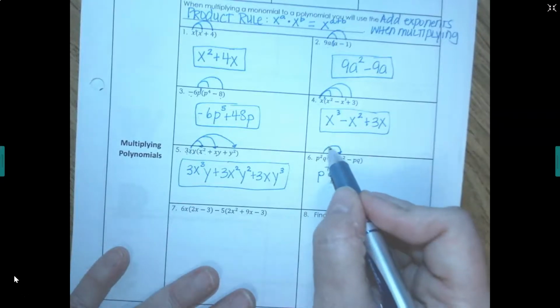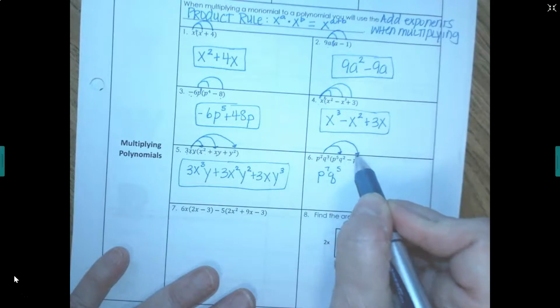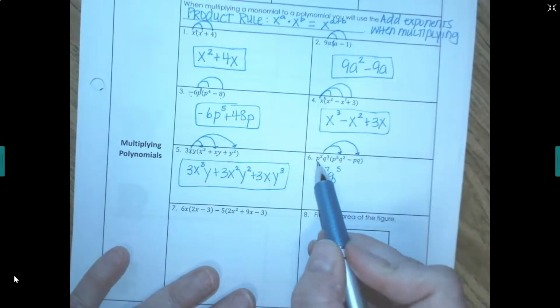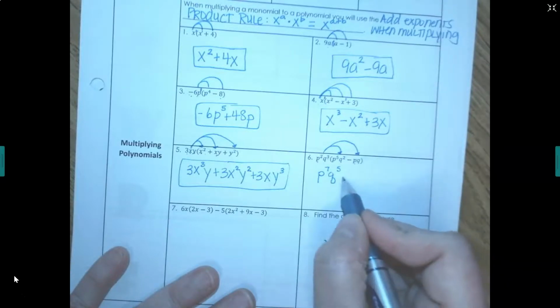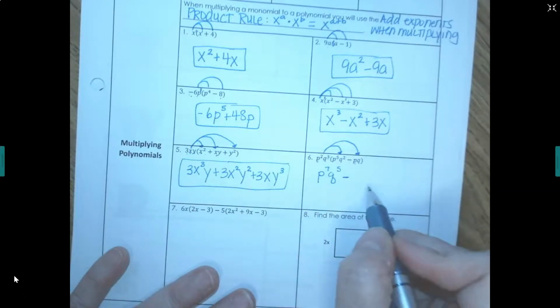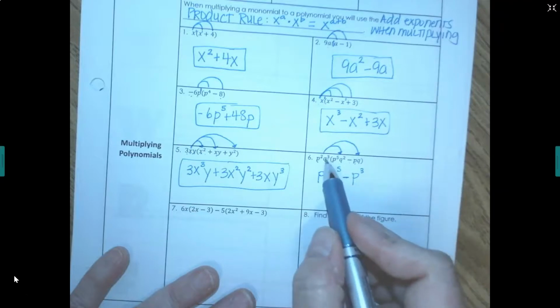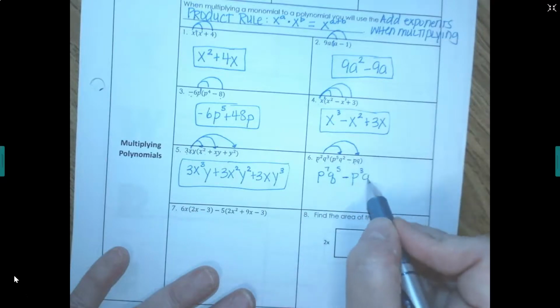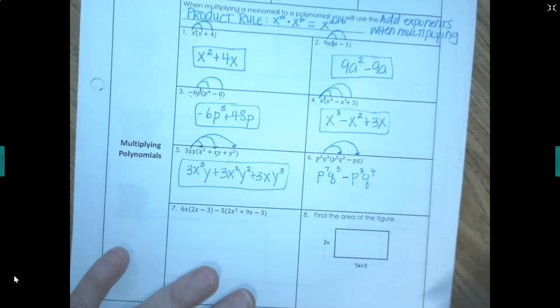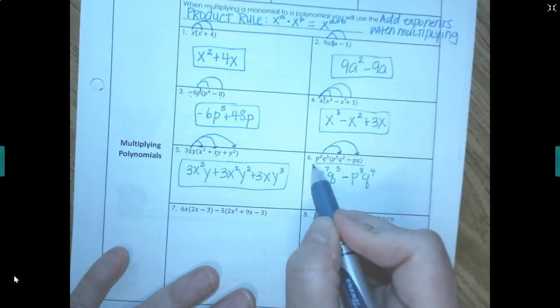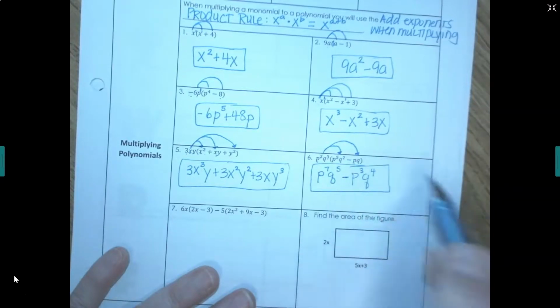Now I'm going to distribute it to the second term in the parenthesis. P, there's 2 p's and 1 p. It's got to be minus because this is positive times a negative. We have a total of 3 p's. There's 3 q's times 1 q means we have a total of 4 q's, and that's our final answer.